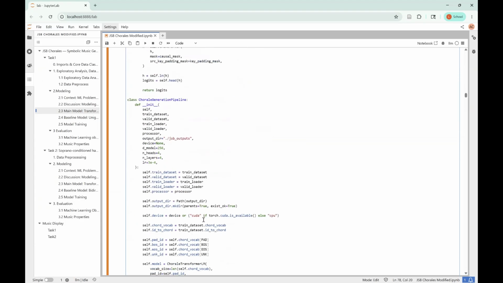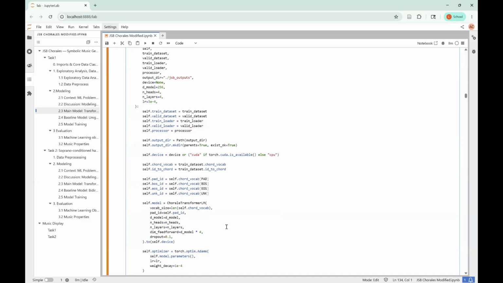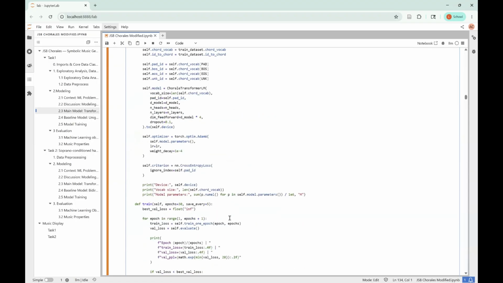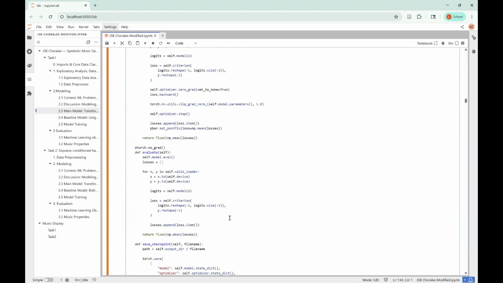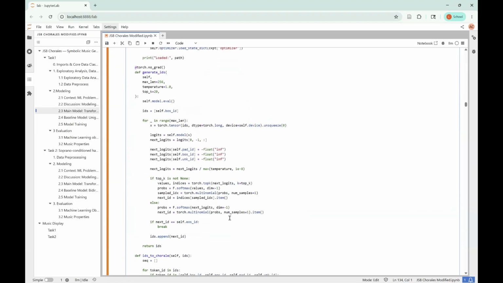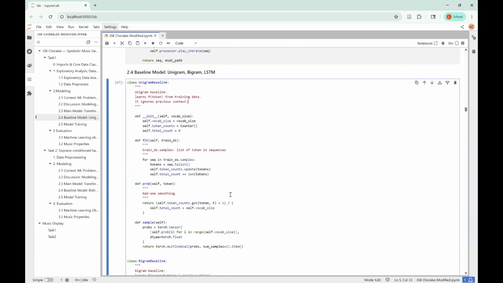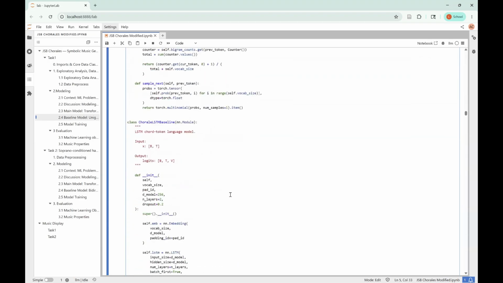A key design choice here is joint four-voice chord tokenization. Instead of predicting four voices separately, we combine them at each time step into one SATB chord token. This makes the pipeline simpler and allows the model to learn vertical harmony directly. This is the implementation of our pipeline, and this is the implementation of our baseline models, which are unigram, bigram, and LSTM.